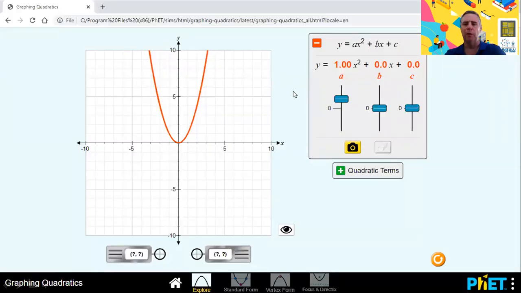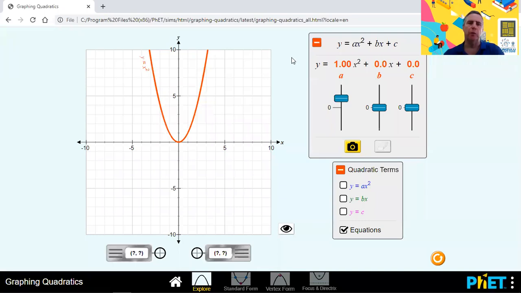Now, we played with a fantastic PHET simulation to learn all about graphing straight lines. We're now going to go to another simulation, which is called graphing quadratics. Teachers, you do have this in your teacher pack. So let's see what we can learn from this great simulation.